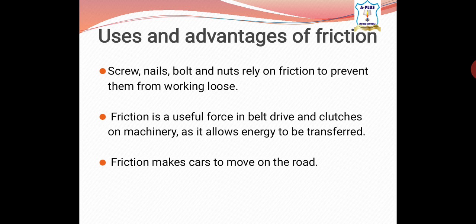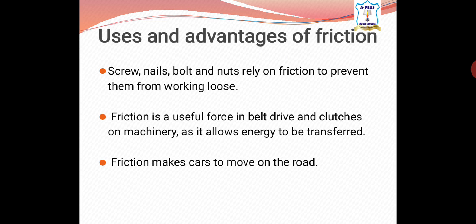Friction is a useful force in belt drives and clutches of machinery, as it allows energy to be transferred. When you go to a grinding machine, from the belt to the clutches, it is friction that allows energy to be transferred from the belt to the clutches of a machine, like a grinding machine. That is one example.